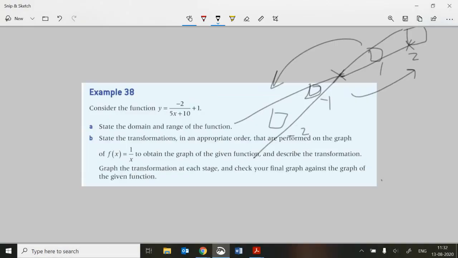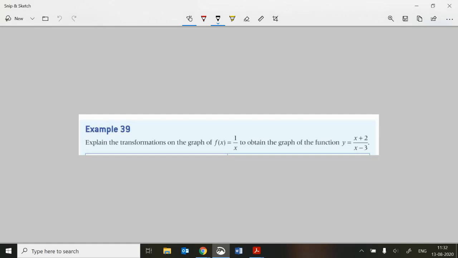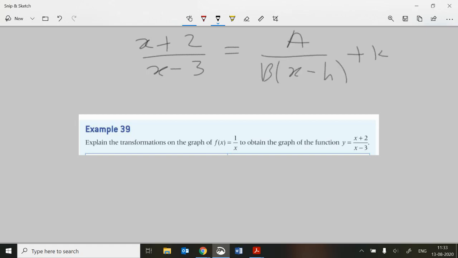Example 39. Explain the transformations on the graph of f of x equals 1 over x to obtain the graph of the function. Hurrah, we've finally got one of these questions. We basically need to put this in a reciprocal format, which is what I talked about after I talked about all of the combined horizontal transformations, right? So really early on, I talked about this. What we want to do is put this in the format a over x minus h plus k. We want to put it in the reciprocal format, and then we can make transformations from this.